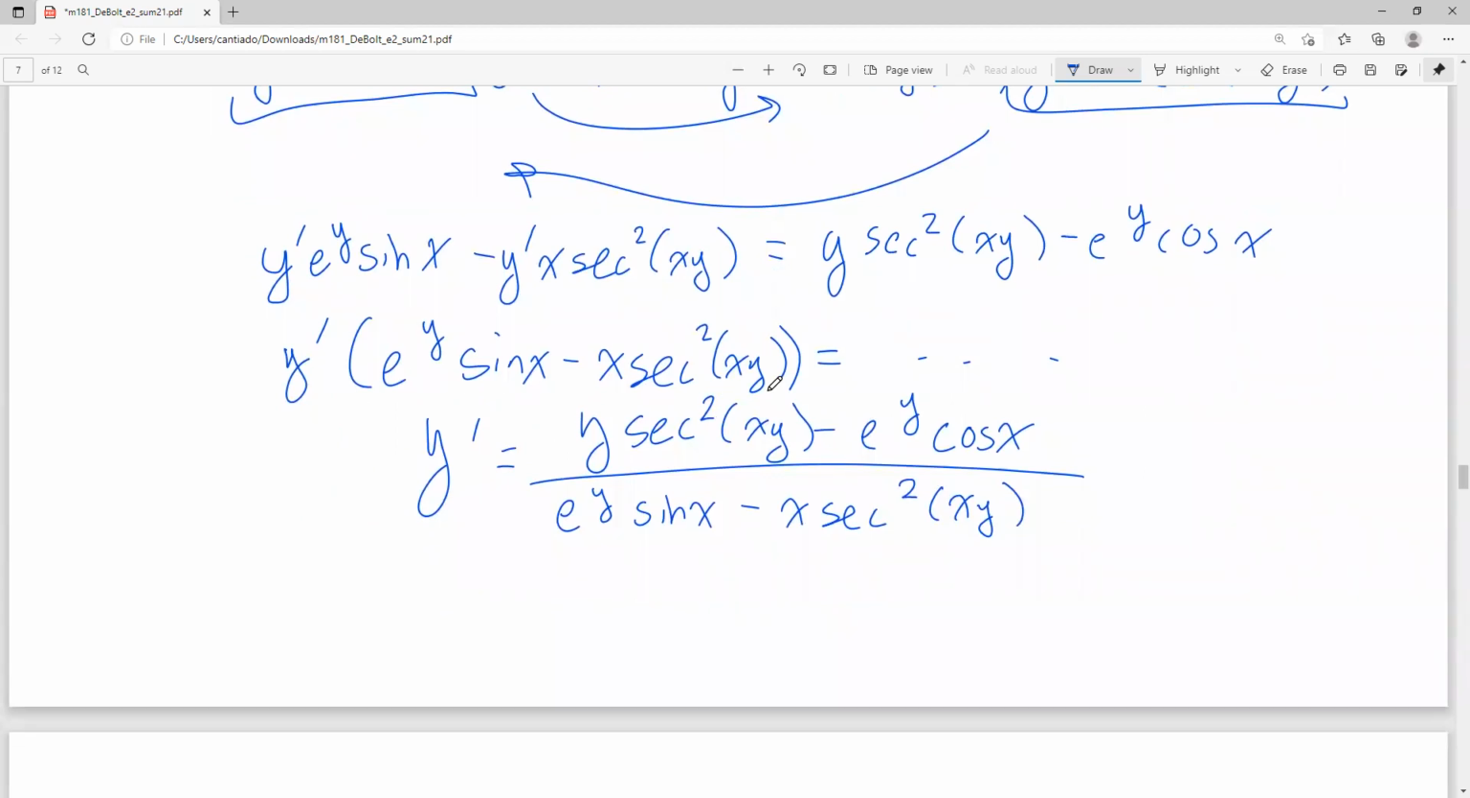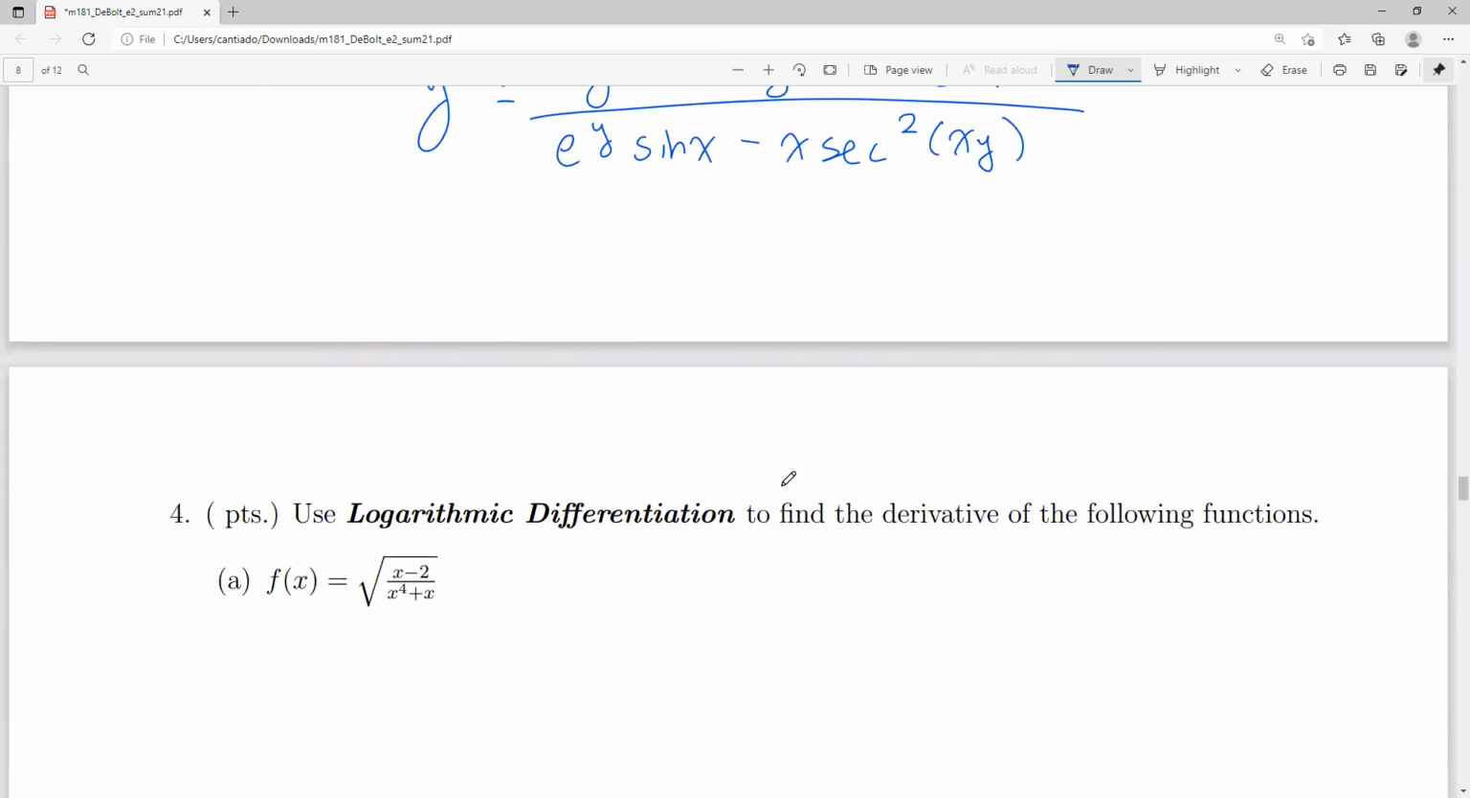And if you really wanted to, taking a look at everything, is it worth it? No, it's not worth it. Leave it like that. That's your final answer. What I was contemplating is if you can get rid of the secant squareds, but no, it's not worth it. And the rest all follow a similar process. So I'm going to go ahead and move on to question 4.